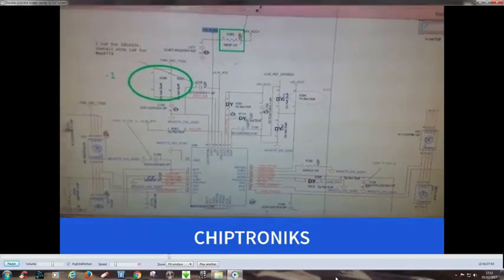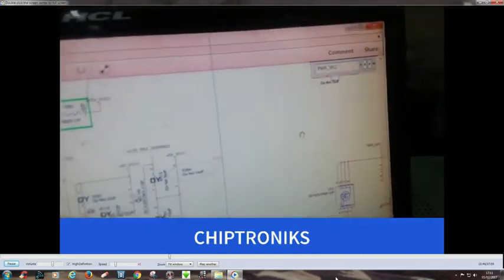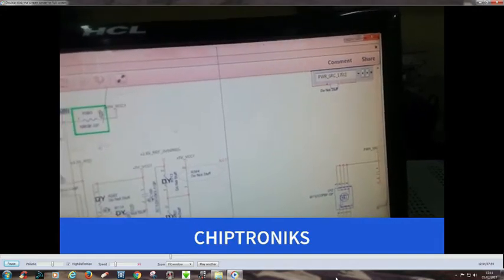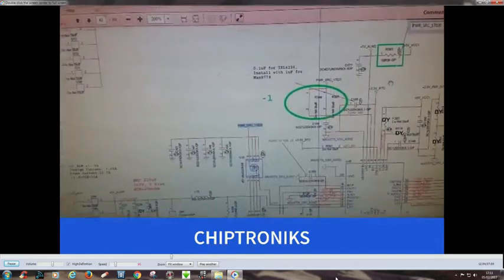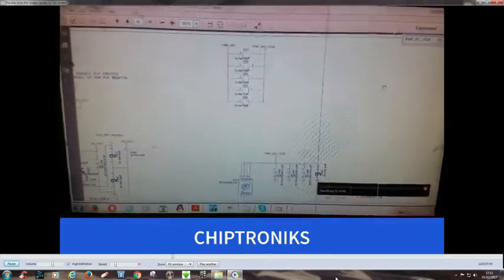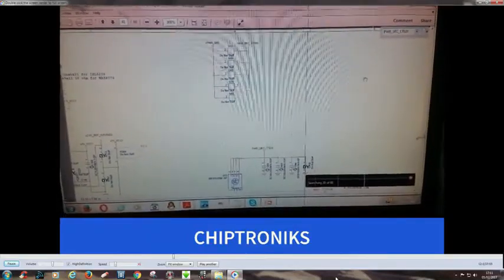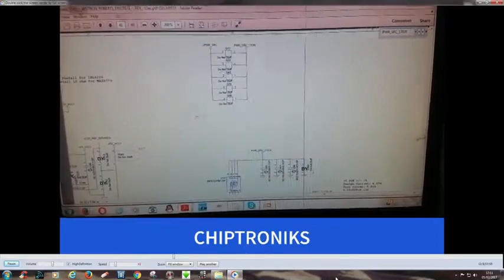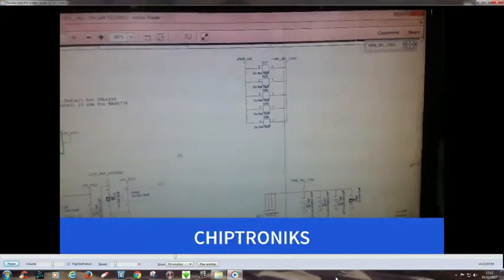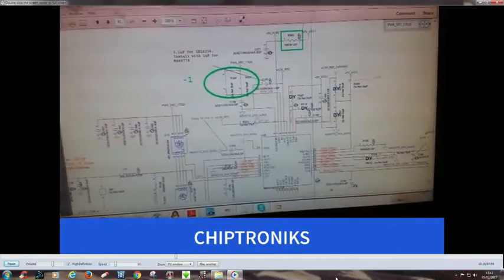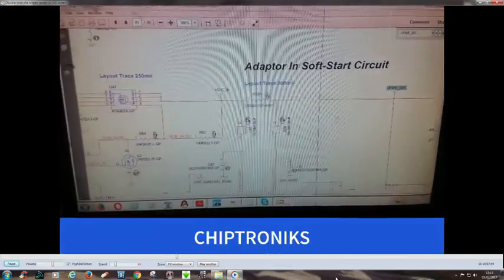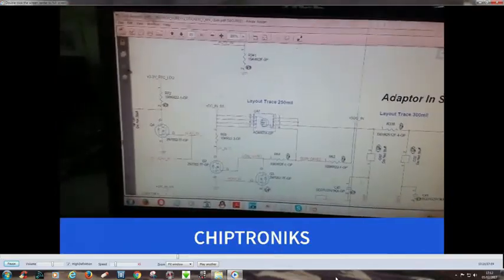So we can check over here PWR SRC 17020. See, this PWR SRC is converted into PWR SRC 17020. So we have to check for that. You can see this is the page where PWR SRC is connected via the DC in.